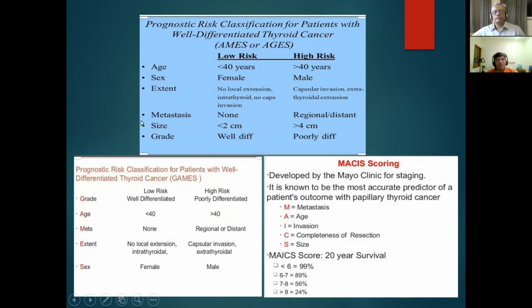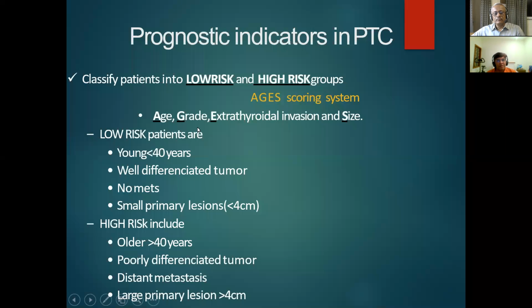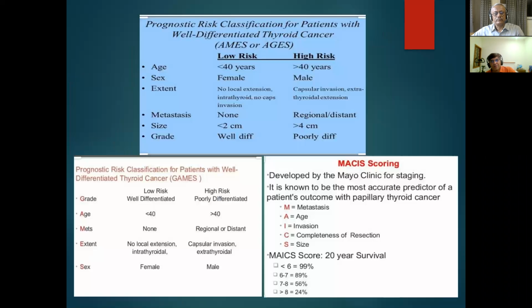What is AGES, sir? Sir, age, grade, extrathyroidal invasion and size, sir. For size, yes. That is more than 4 centimeter or less than 4 centimeter. What is AMES? Sir, I mentioned it here, sir. AMES is age, sex, extent, metastasis, size and grade, sir. M is metastasis.